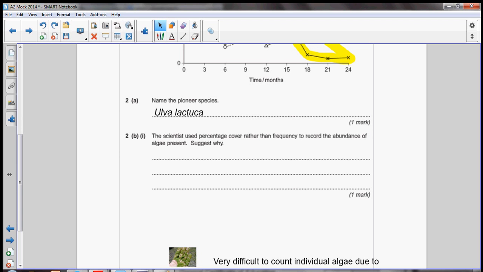Percentage cover means that the scientists have probably put a quadrat down on top of the concrete blocks I mentioned earlier, and they've tried to estimate what percentage of the quadrat was covered with algae, or had algae underneath the field of view. The alternative to that would be using abundance, which means simply counting the number of individuals present.